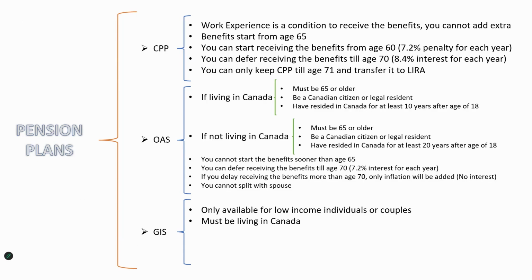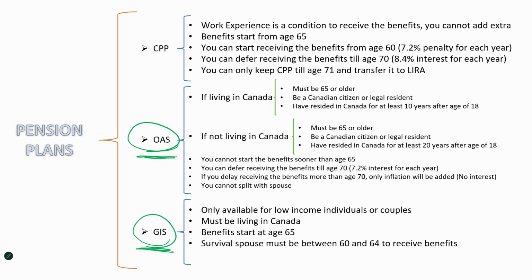You must be living in Canada, so you can't just decide to go live back home or any other country. You must be residing in Canada after retirement. You must be receiving your OAS as well. You can't say I'm deferring my OAS and then I want to get GIS. You should be receiving your OAS in order to be getting your GIS as well. That is why the benefits start from age 65, just like OAS. And again, the surviving spouse must be between 60 and 64 to receive the benefits, right?